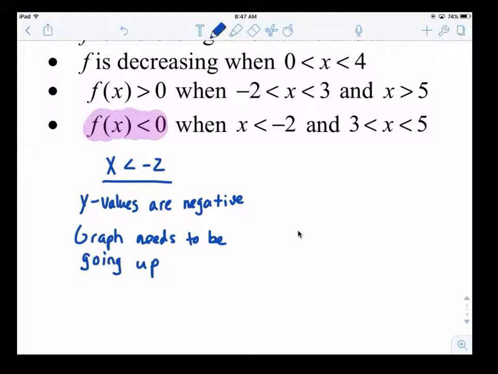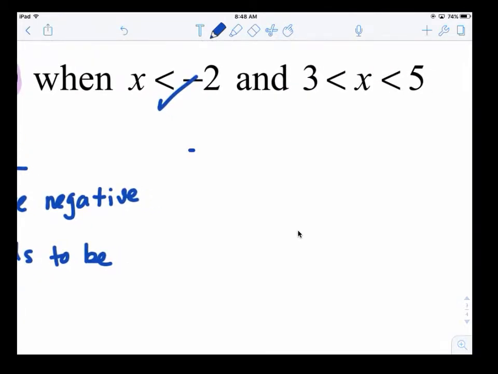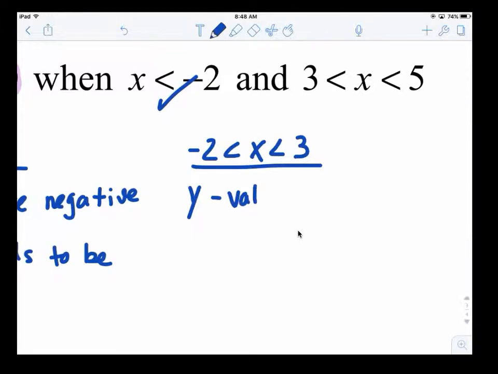All right, so we did that part. What would the next piece be? Right. And what does it tell you between negative 2 and 3? It's positive, right? So you could say negative 2 is less than x, which is less than 3. So you know that the y values need to be positive.